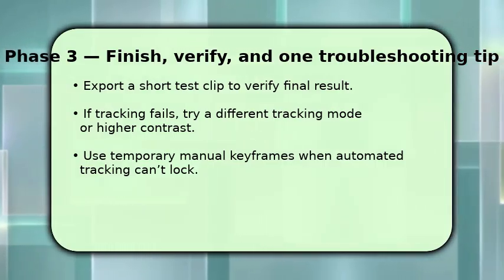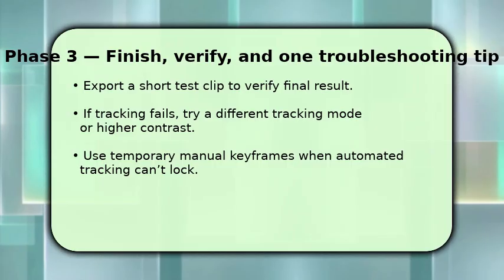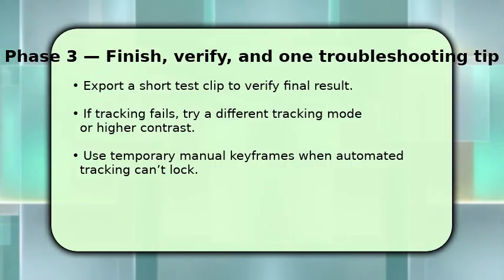One key tip: when occlusion or blur breaks the track, place 2-3 manual keyframes across that gap and resume automatic tracking afterward to bridge the error.